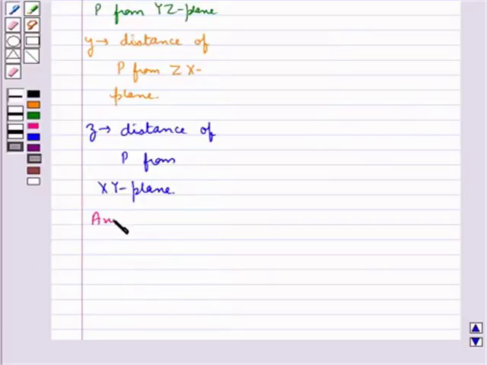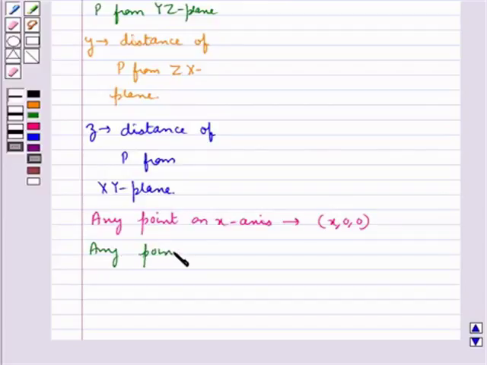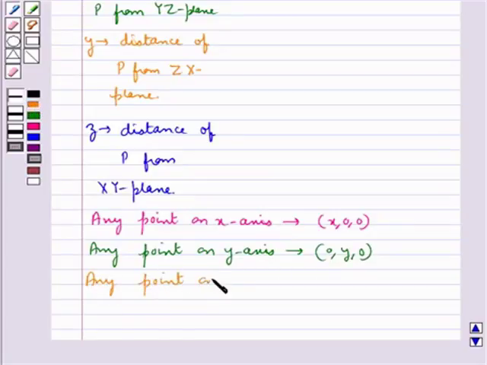If we take any point on x-axis, it is of the form x, 0, 0, that is y and z coordinates are 0. Then any point on y-axis would be of the form 0, y, 0, that is x and z coordinates are 0. Then any point on z-axis is of the form 0, 0, z, that is x and y coordinates are 0.